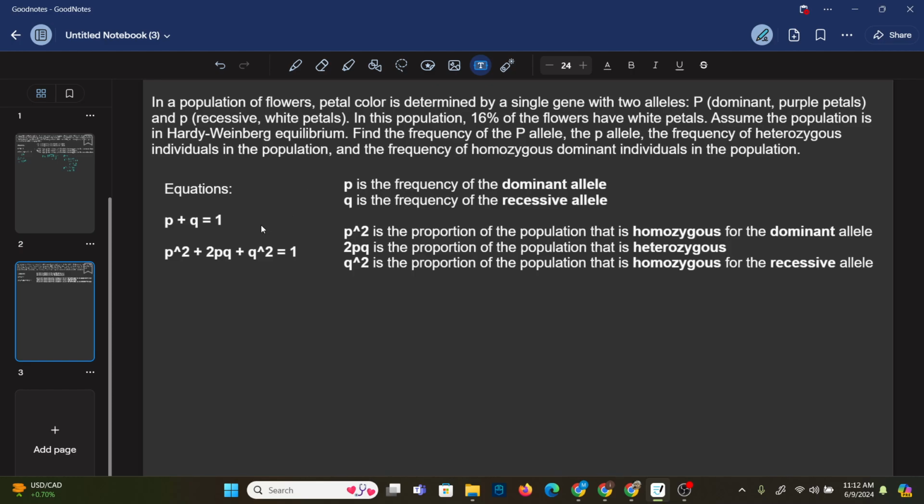So to solve this, we need to use two equations. The first one is P plus Q equals 1, and the second is P squared plus 2PQ plus Q squared equals 1. So P is the frequency of the dominant allele, which is big P. Q is the frequency of the recessive allele, which is the little p.